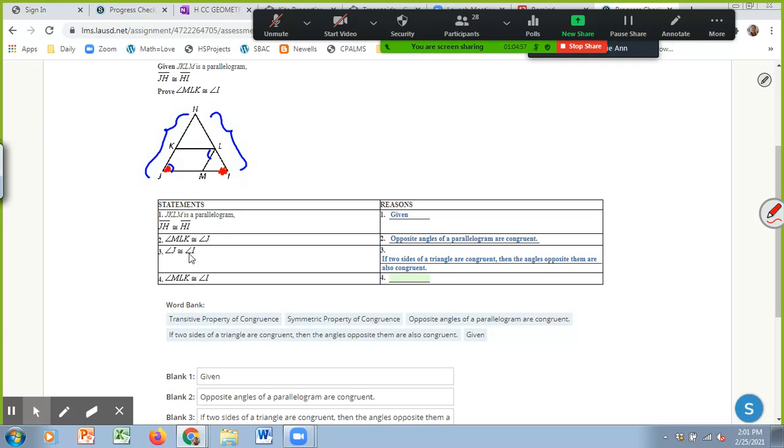Okay, now what? In number 2, you have MLK is congruent to J, but J is congruent to I. So then what happened? They dropped this J here and made these two congruent to each other. So what property is that?